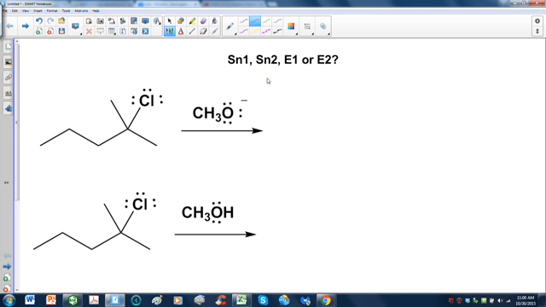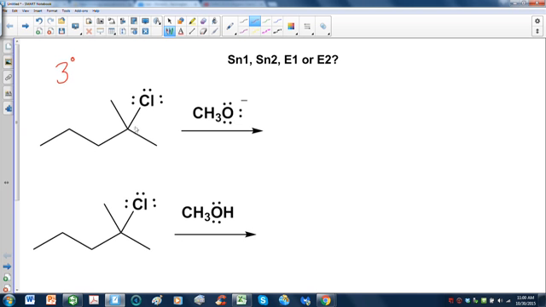So it's totally up to you to predict based on the substrate and the nucleophile or base. We don't really need to worry about the solvent too much. Substrate and nucleophile or base will tell you everything you need to know. Okay? Alright, well let's get to it. We're going to start off with tertiary substrates. Alright? So let's take a look here.